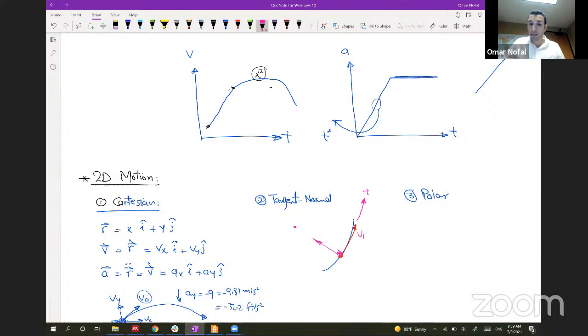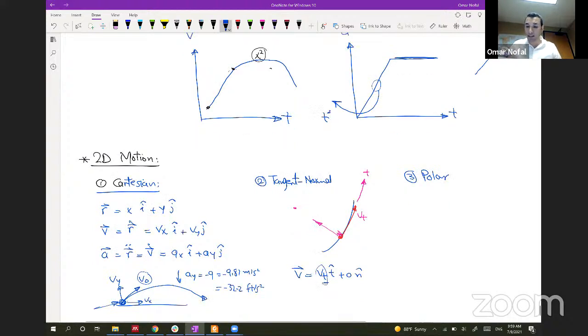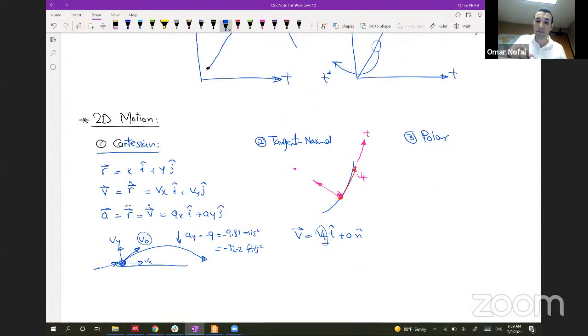And we have only V tangent here, and the V vector is described as V tangent in the T hat plus zero in the N hat, because all the velocity is in the tangent direction. So this is similar to 1D, because the velocity has only one component and it's tangent to the path. If you are moving on a straight line like this, this is the V tangent, because for a straight line the velocity will always be tangent to the path. If it's curved, it will keep tangent like this.